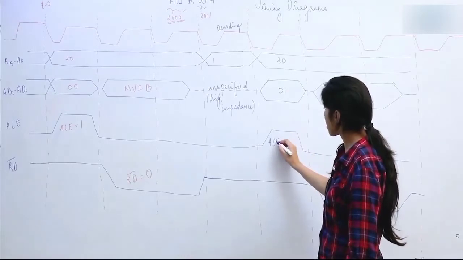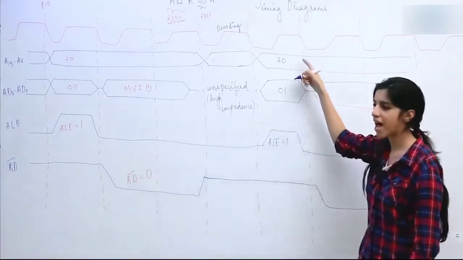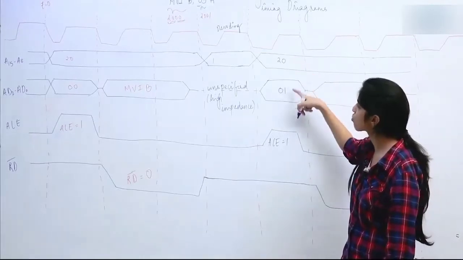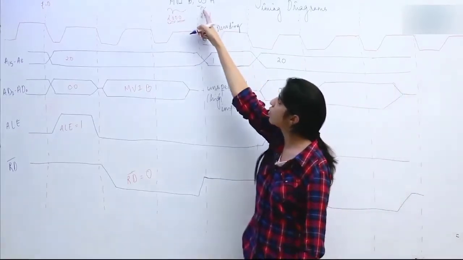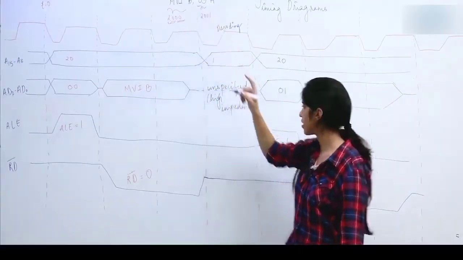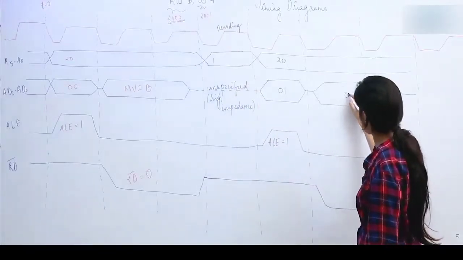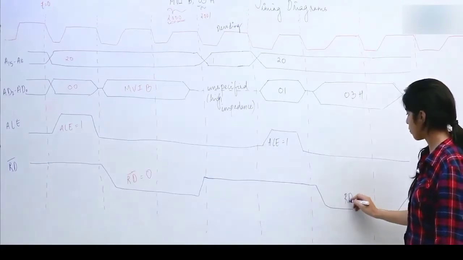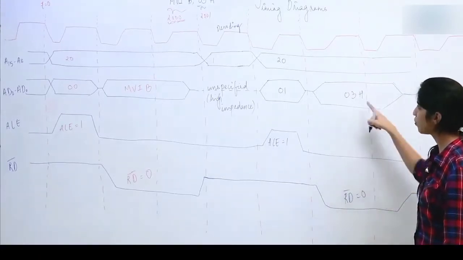Again we make ALE as 1, so that this bus acts as an address bus. When this acts as an address bus, we reach the address 2001. Now see what is stored in 2001, we are having the data 03H. So we get here 03H. Again we have made read bar equal to 0 so that we are able to read this data.